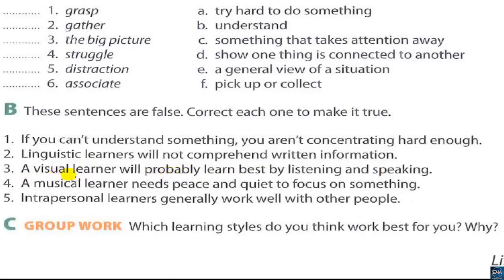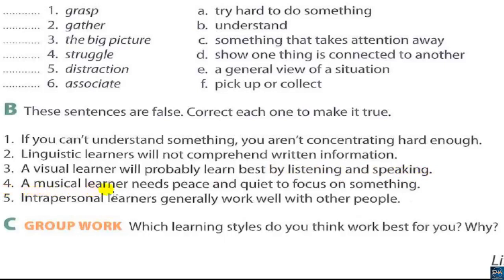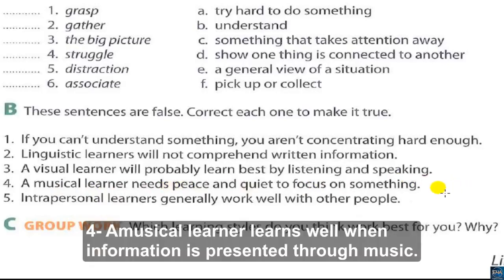A visual learner will probably learn best by seeing. We remove listening and speaking and say by seeing. So 3, by seeing. 4, a musical learner needs peace and quiet to focus on something. Of course not. A musical learner learns well when information is presented through music. Number 4, again, a musical learner learns well when information is presented through music.